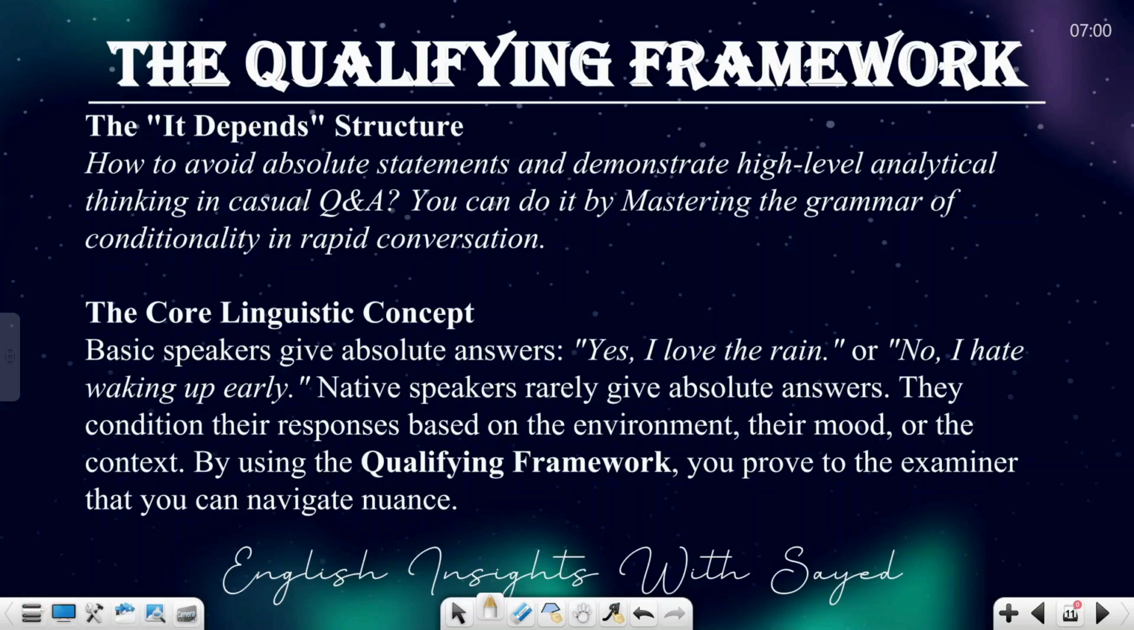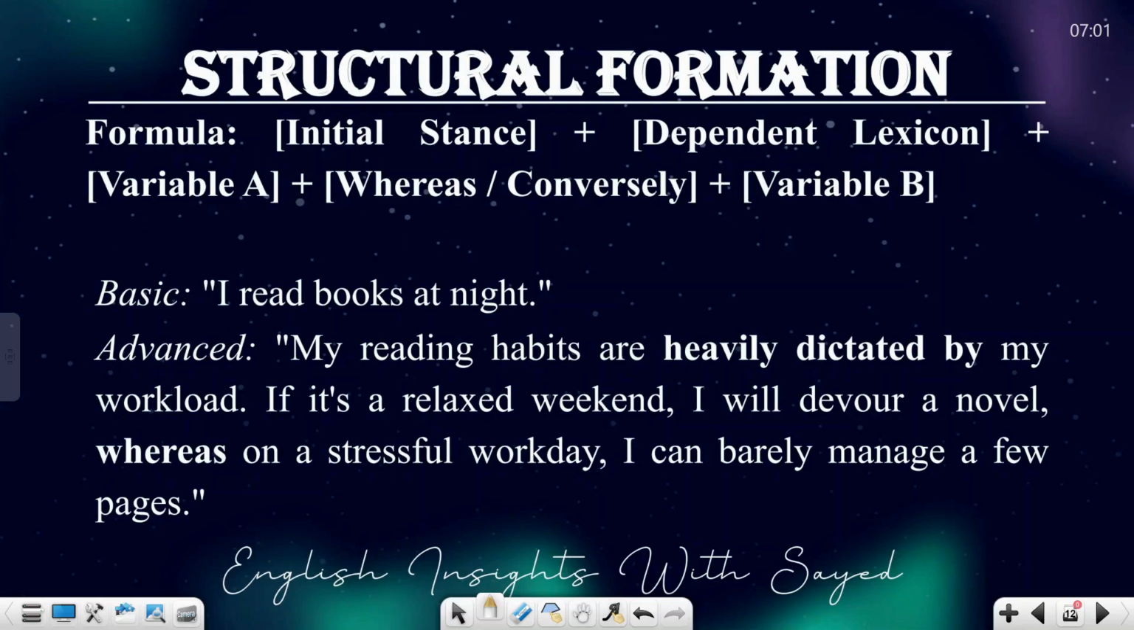Or no, I hate waking up early. Native speakers rarely give absolute answers. They condition their responses based on the environment, their mood, or the context. By using the qualifying framework, you prove to the examiner that you can navigate nuances.